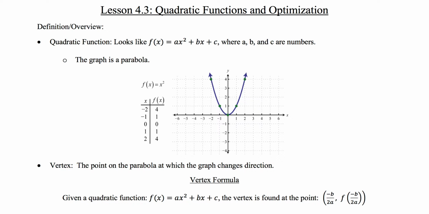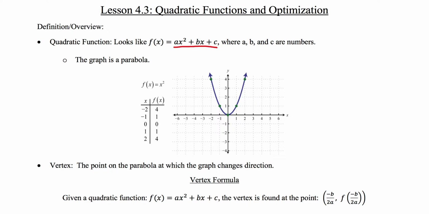So we're going to begin 4.3 by introducing the idea of a quadratic function. A quadratic function is going to be something that looks like this: ax squared plus bx plus c. So that's your general format for a quadratic function.